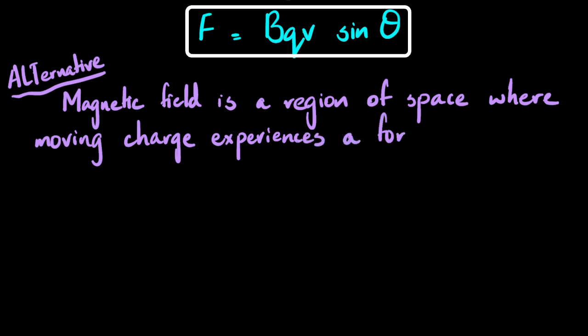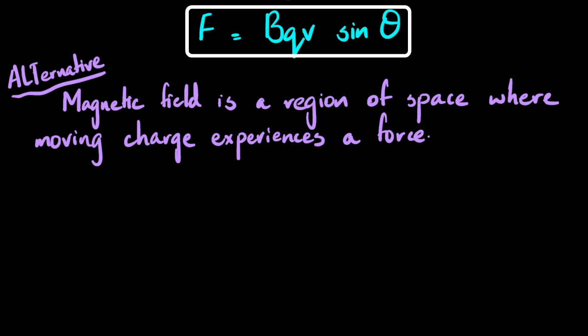And you can also see that from the formula here. If it's at rest, its velocity would be 0, so everything here becomes 0. About the sine theta, we already know how the force on a conductor which was placed parallel to the field lines experienced no force. Similarly, if you have a charge which is moving parallel to the field lines, that would also not experience any force.